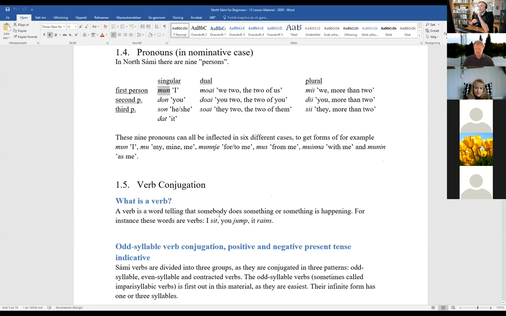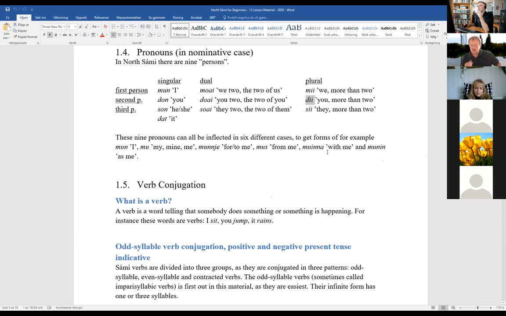So, mon. Mon. Don. Don. Son. Son. And third person, you can also say dat. Yes, good. Moi. So what is this moi? The first three were singular forms. And now we come into dual and plural. Maybe we start with the plural. Me. It means we.